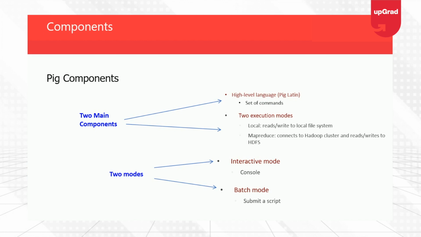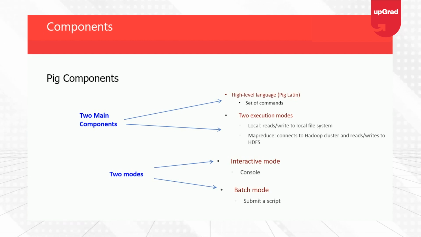But in case your data is exceeding the capacity of a single system, it is suggested that you stick to the MapReduce mode. In this mode, the queries written in Pig Latin are translated into MapReduce jobs and are run on a Hadoop cluster. MapReduce mode with the fully distributed cluster is useful for running Pig on large datasets.